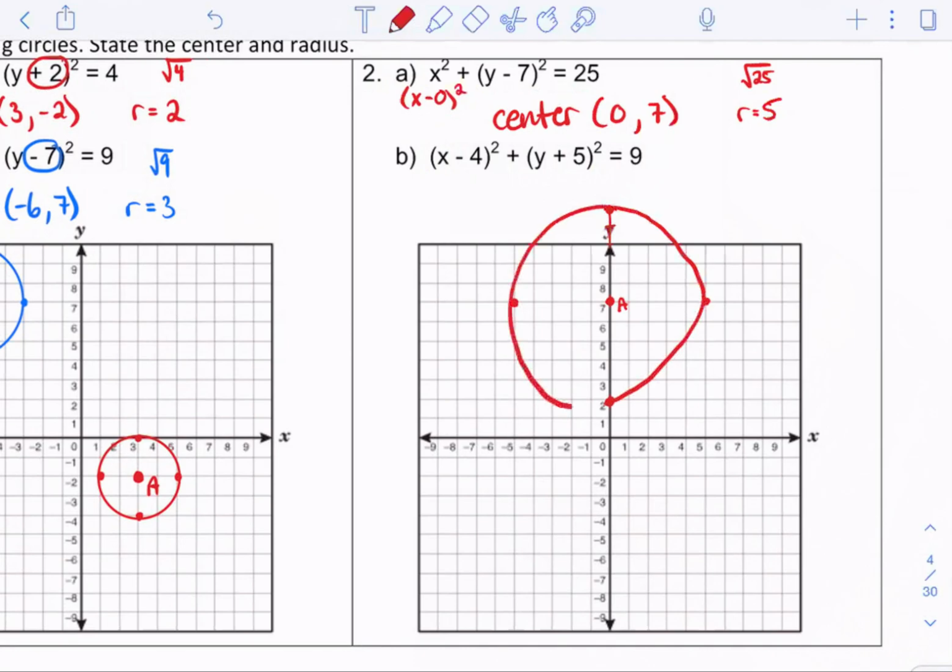Oh, mine's not as round. Let's see. I'm going to try that again. Even the iPad didn't understand what that shape was.